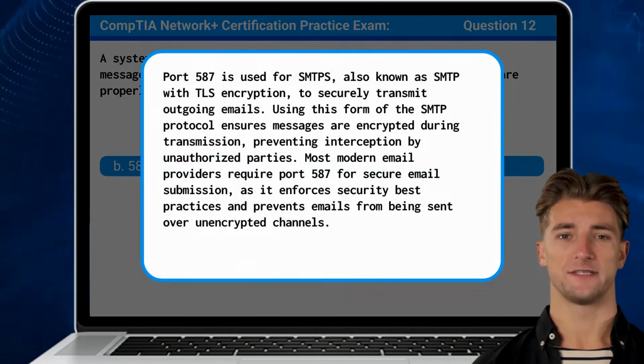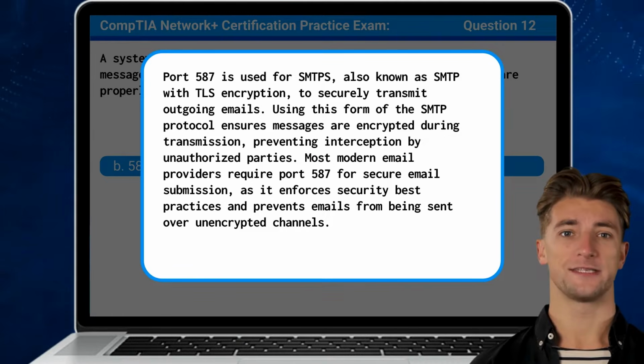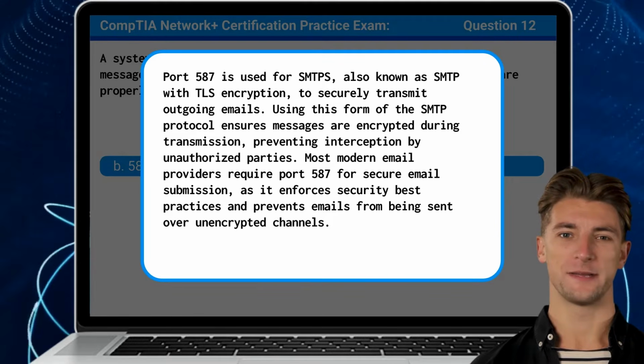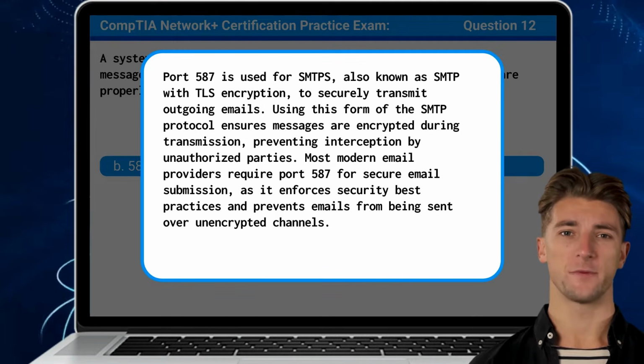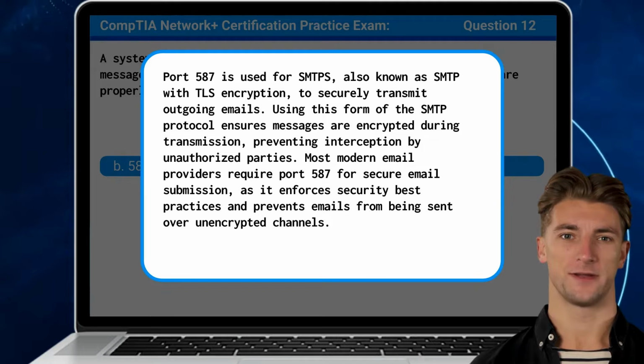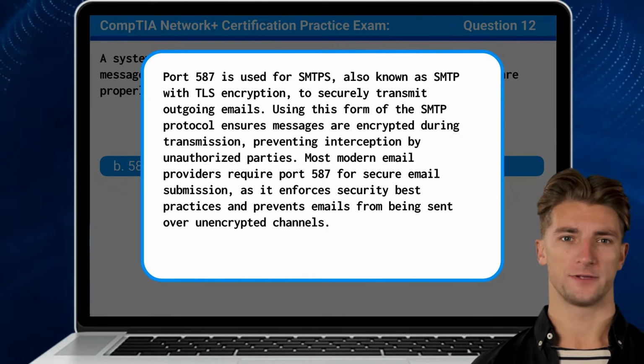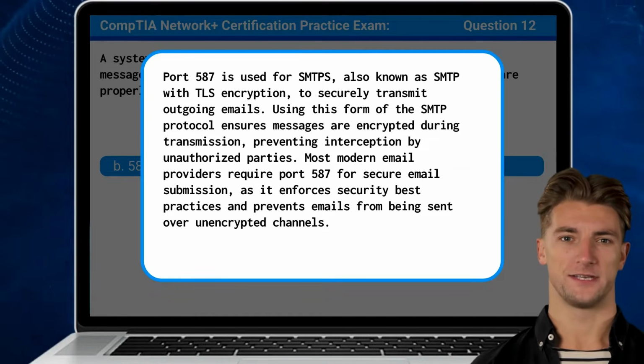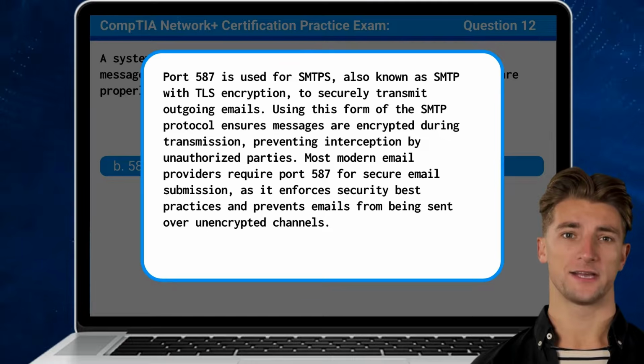Port 587 is used for SMTPS, also known as SMTP with TLS encryption, to securely transmit outgoing emails. Using this form of the SMTP protocol ensures messages are encrypted during transmission, preventing interception by unauthorized parties. Most modern email providers require port 587 for secure email submission, as it enforces security best practices and prevents emails from being sent over unencrypted channels.